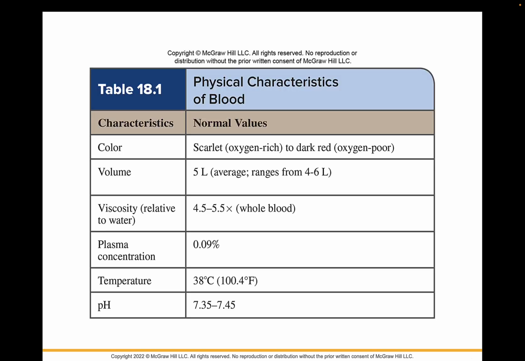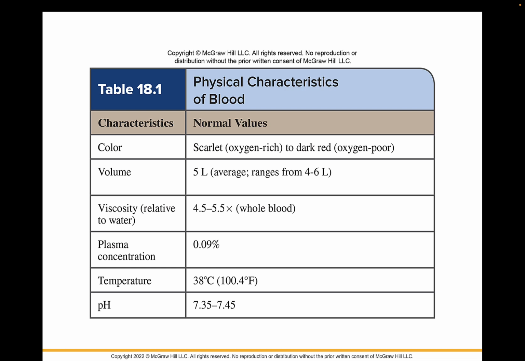Now here, this is looking at general characteristics associated with blood. There is going to be a color difference depending upon oxygenated or deoxygenated blood. Oxygen-rich blood, which is found primarily in the arteries, will be scarlet, whereas dark red blood is found in the veins, and that is oxygen-poor. Typically, we have about 5 liters of blood within our body, so think of that as 2.5 2-liter bottles of pop, if you're not all that familiar with the metric system.